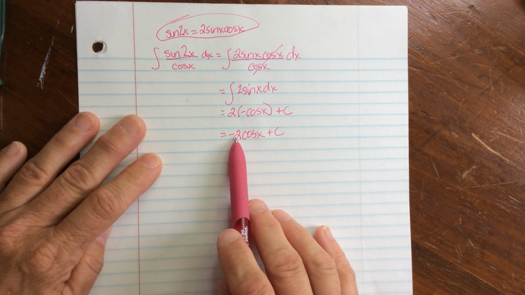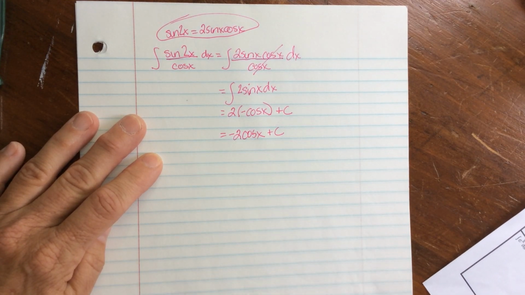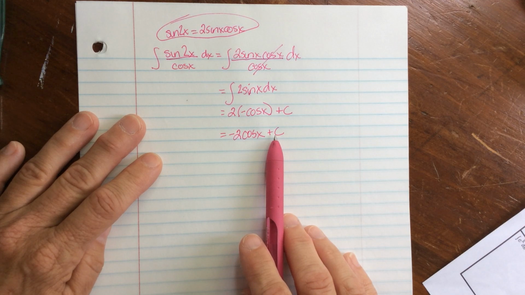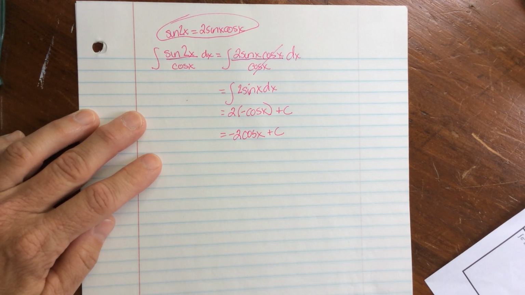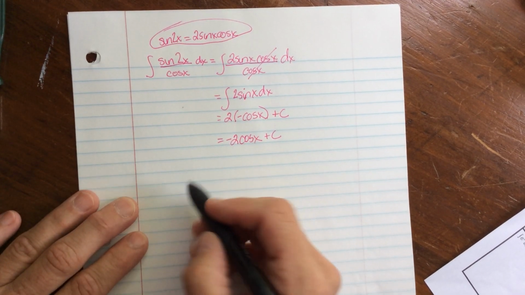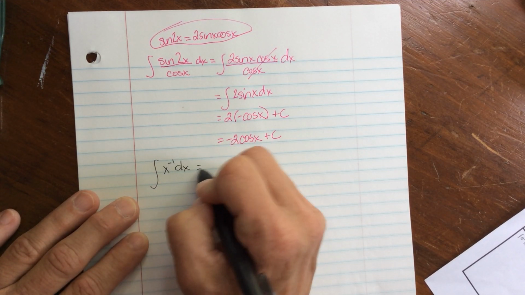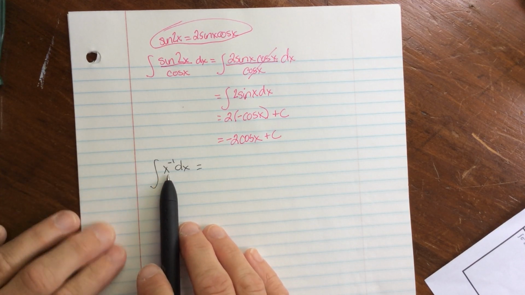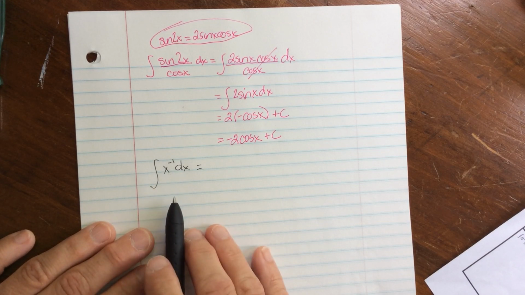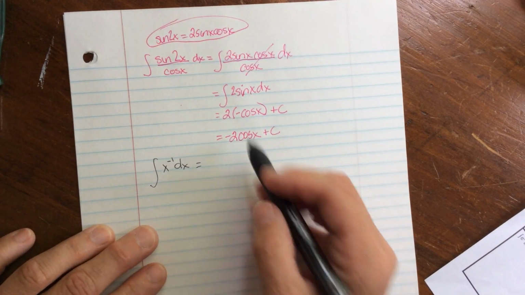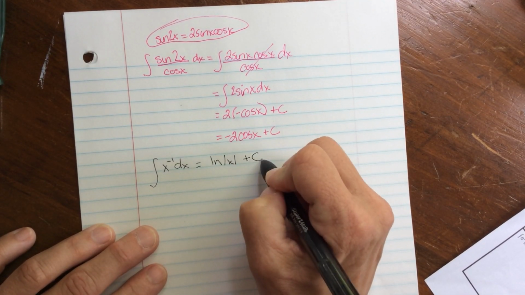Okay? So this is the antiderivative of the indefinite integral. Okay, now looking at the next one. So our next example, I have the integral of x to the negative 1 dx. Look at the exponent. This expression is raised to the negative 1 power. This has a simple antiderivative, and that is the natural log of the absolute value of x plus c.